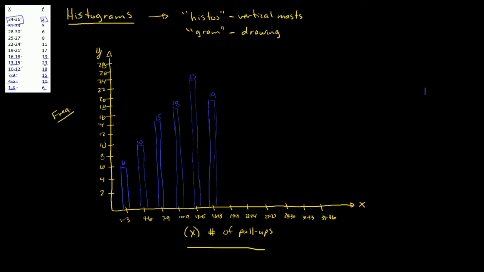This was our 19. 19 to 21 is 17. 22 to 24 was 11. 25 to 27 is 8. 28 to 30 is 6. 31 to 33, almost done here. Just going to see this out, just for the sake of seeing it out, I guess. So 34 to 36 is 2.